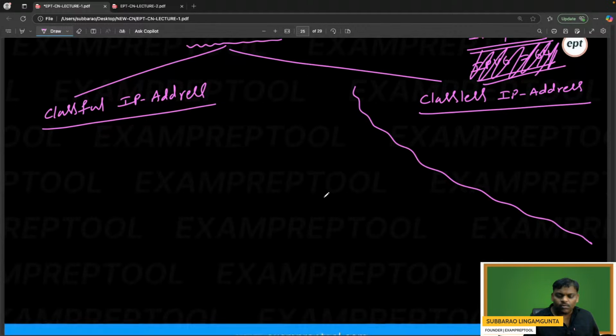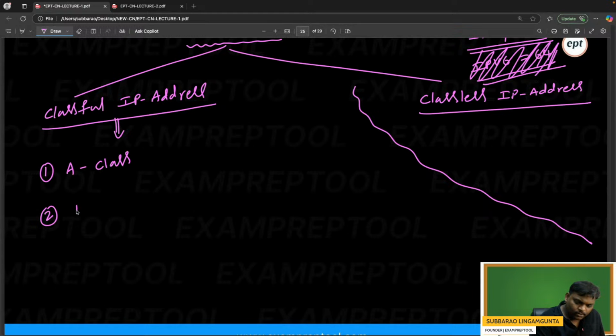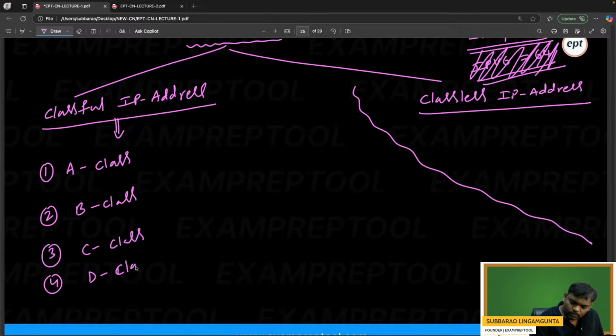Let's concentrate only on classful. Total IP addresses will be divided into classes. First one, A class. Second one, B class. Third one, C class. Fourth one, D class. Sorry for this, totally 5 classes. Fifth one is E class.